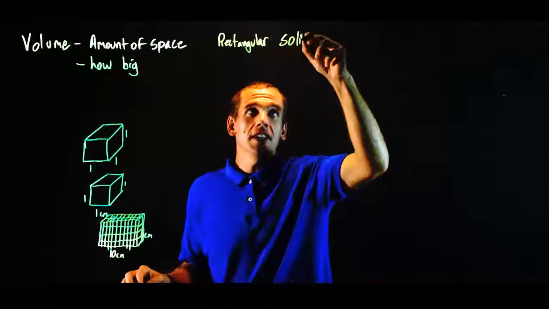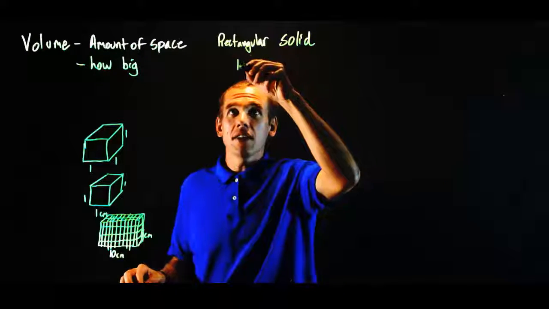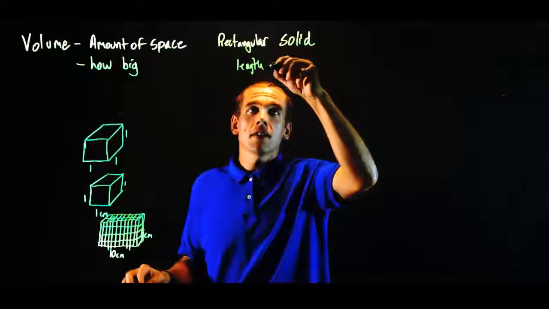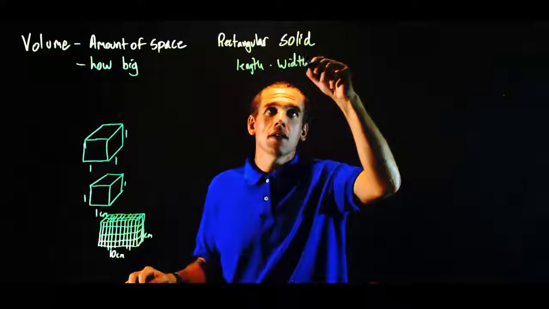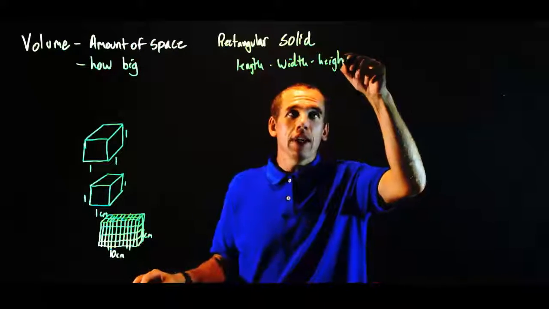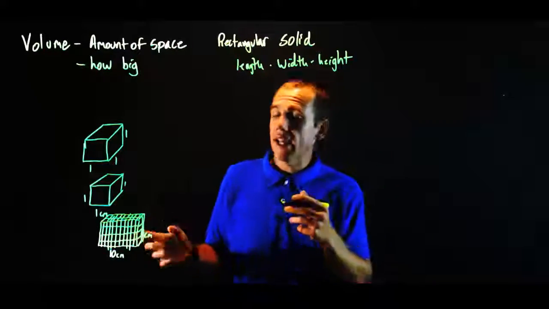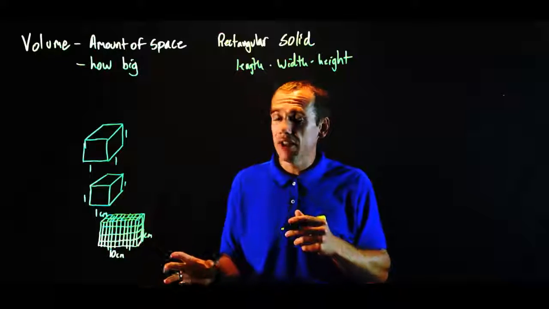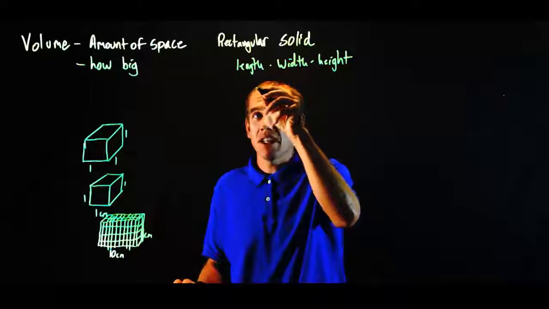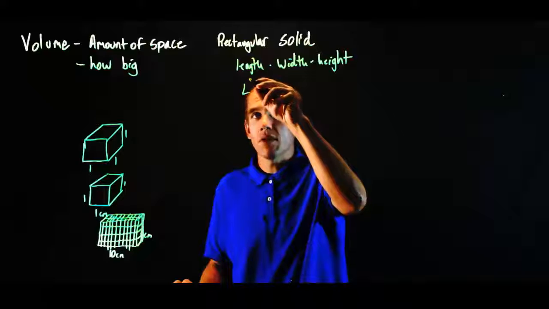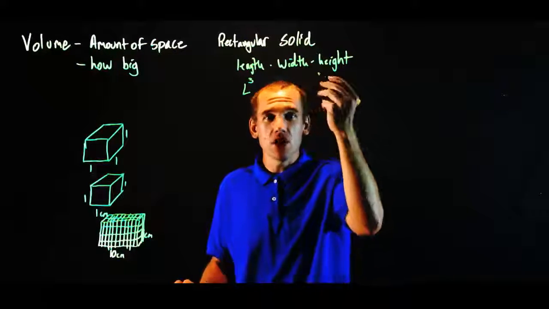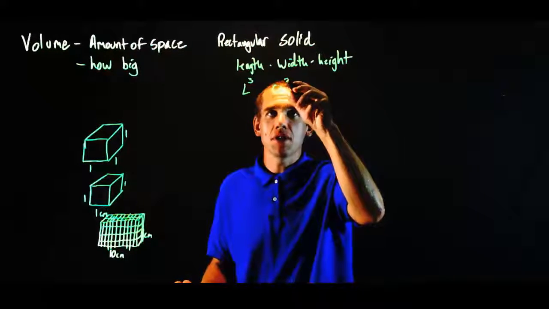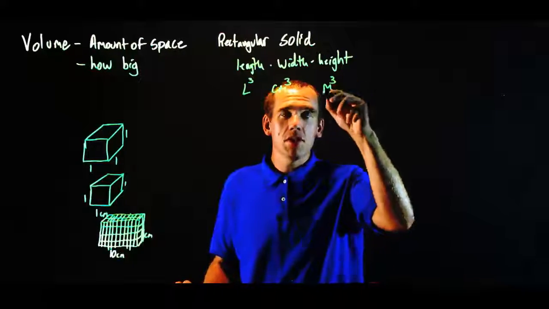The volume of a rectangular solid is equal to length times width times height, or A times B times C, however you want to look at it. That's true for our rectangular solids, and my unit is going to be a cubic unit. So whatever my unit of length is cubed. So generally for us, that will be centimeters cubed. You might occasionally see meters cubed.